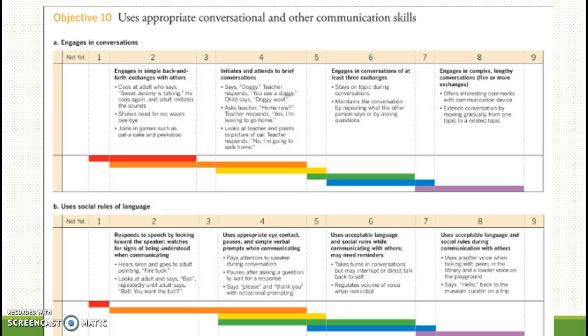And the bullets are, coos at adult who says, oh, sweet, Jeremy is talking. He coos again, and the adult imitates the sounds. Shakes head for no, waves bye-bye. Joins in games such as Pat-a-Cake and Peekaboo. So those are kind of examples of what you might report when you're reporting on the child that you're observing. So this is how you're going to do things when you fill out a child assessment portfolio for the child that you are doing this special project on.